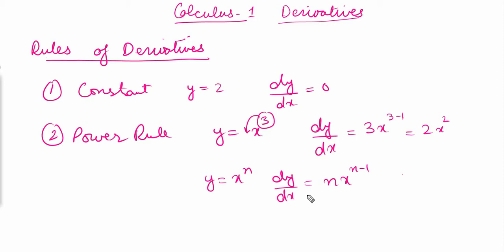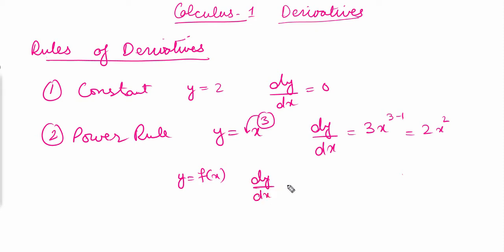That's the power rule. But if we have a function, let's suppose it's like y equals f of x, a function of x, so dy by dx will become equal to, I'll just write f of x to the power of n, so it's n f of x to the power of n minus 1 times d by dx of this function f of x.